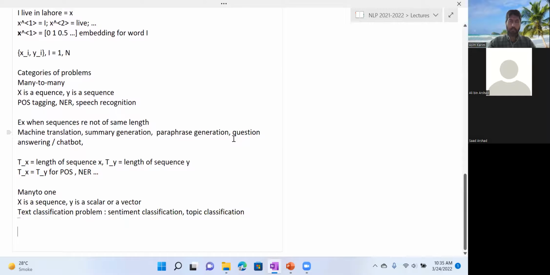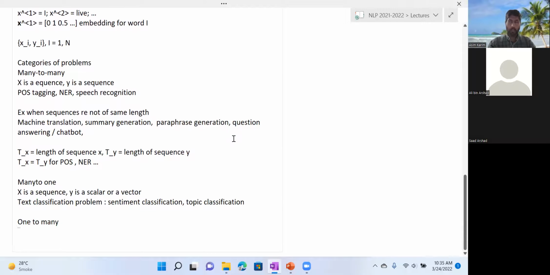And then we have another setting, which is called one to many. In this case, X is a scalar, vector, or it could even be null, for example, nothing. Y is a sequence.